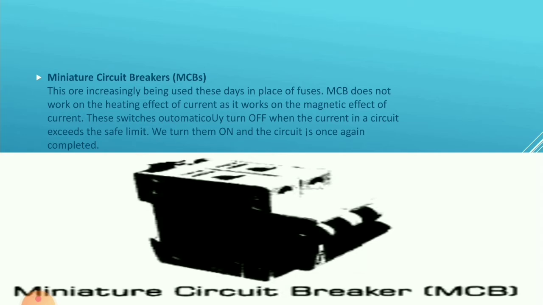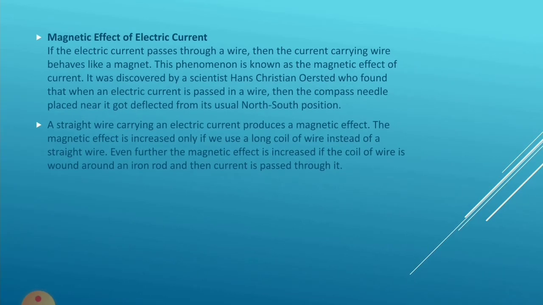So, next, let's see about the magnetic effect of electric current. If electric current passes through a wire, then the current carrying wire behaves like a magnet. This phenomenon is known as the magnetic effect of current. It was discovered by scientist Hans Christian Ørsted, who found that when an electric current is passed in a wire, then the compass needle placed near it gets deflected from its usual north-south position.